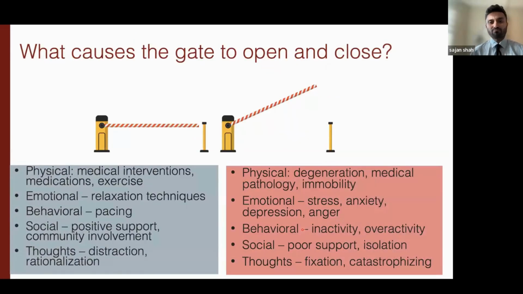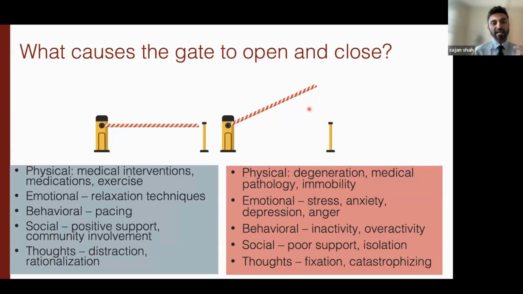So now I want to talk about what causes the gate to open and close. Take a moment here. I'm going to give you 10 seconds just to read through these because there's a lot of words on this slide, but I think they're all very important. All right. I'm sorry if that wasn't enough time for you, but I will be talking about all of them, so you won't have to worry about not catching all of it yet.